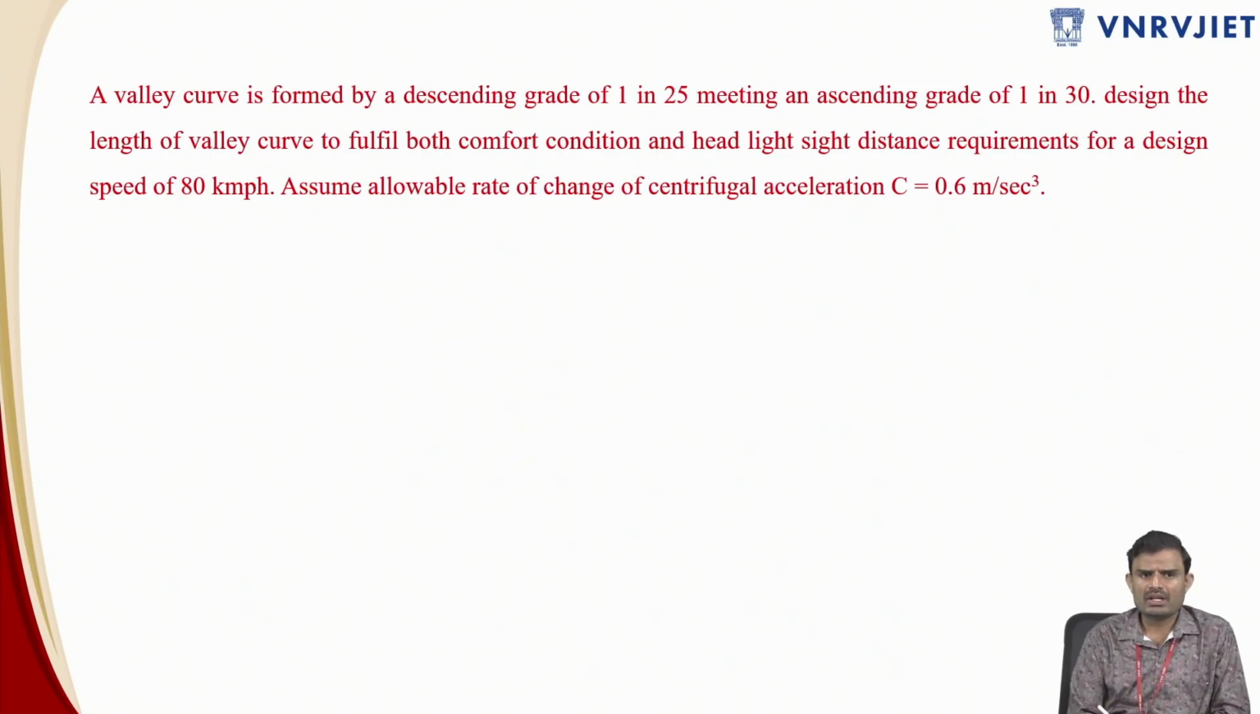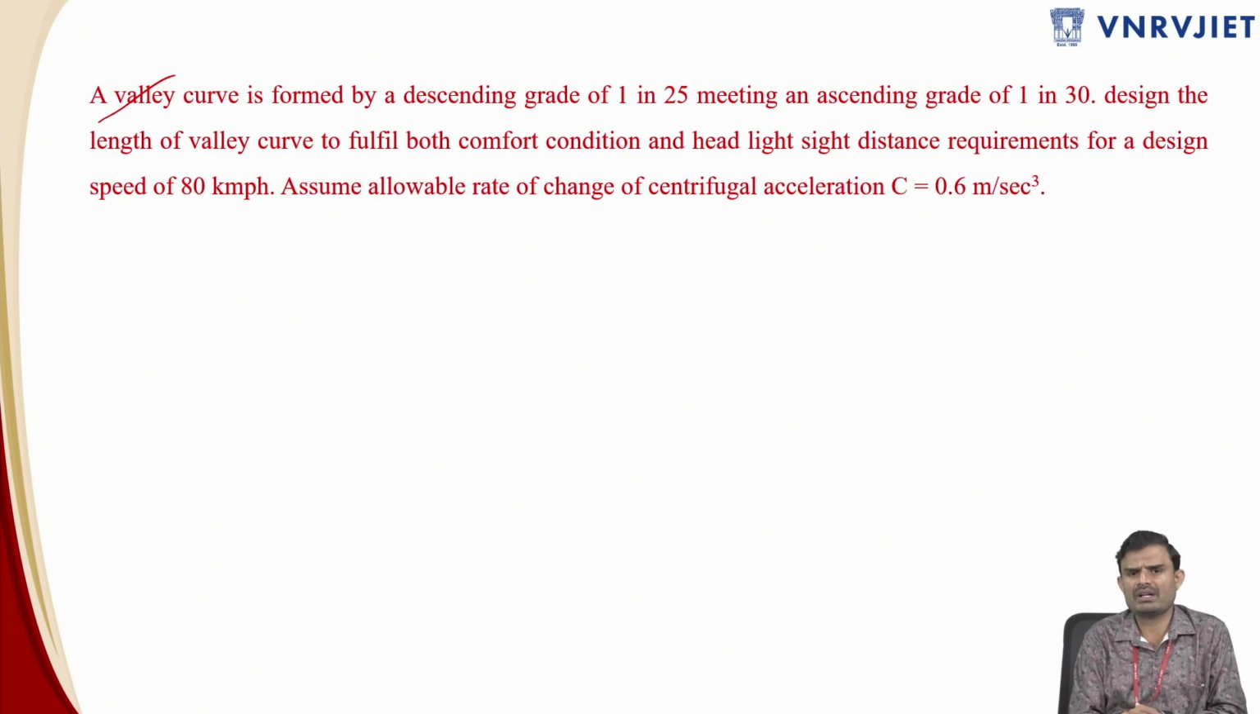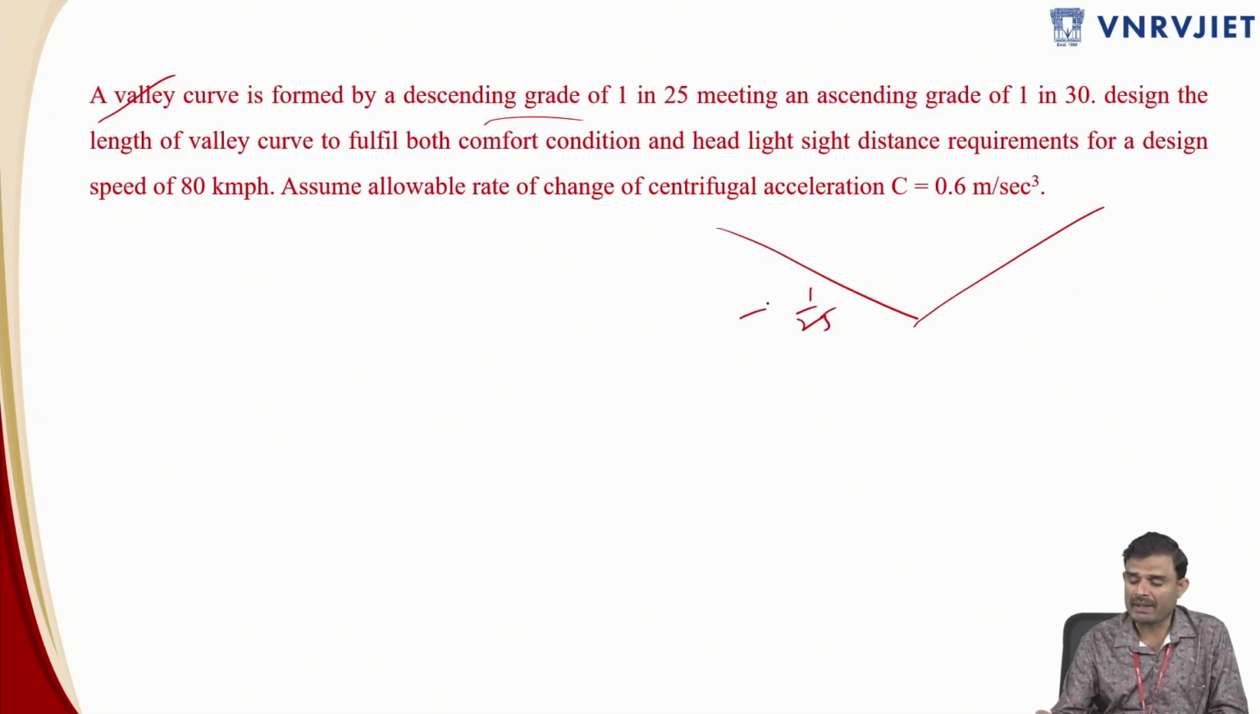And the last question is a valley curve. So here also he again mentioned a valley curve. Here a summit curve has been mentioned. But sometimes they will not mention the type of the curves, and you have to understand from the different grades. So this is a descending gradient 1 in 25 meeting an ascending gradient of 1 in 30. So this is 1 in 25, so falling gradient minus, and this is a rising gradient of 1 in 30.